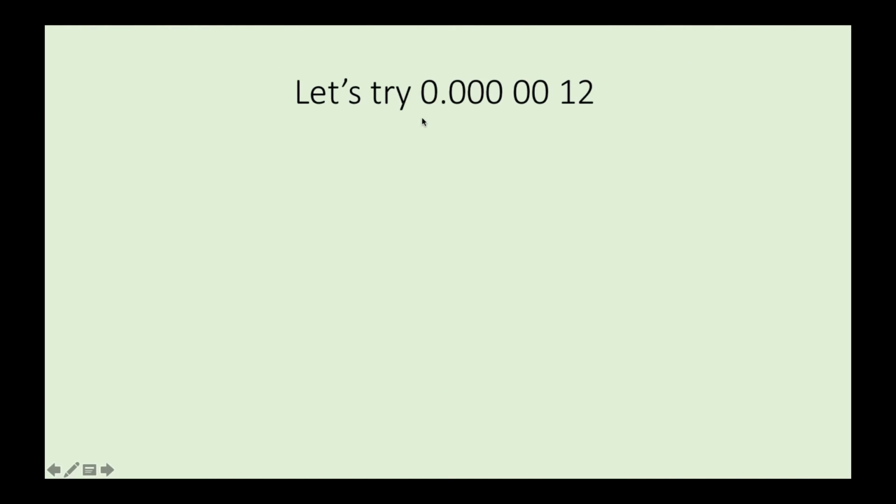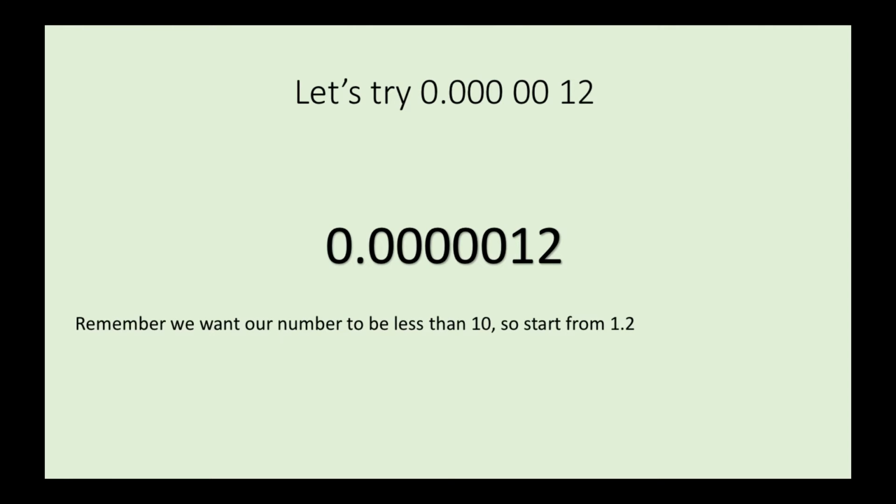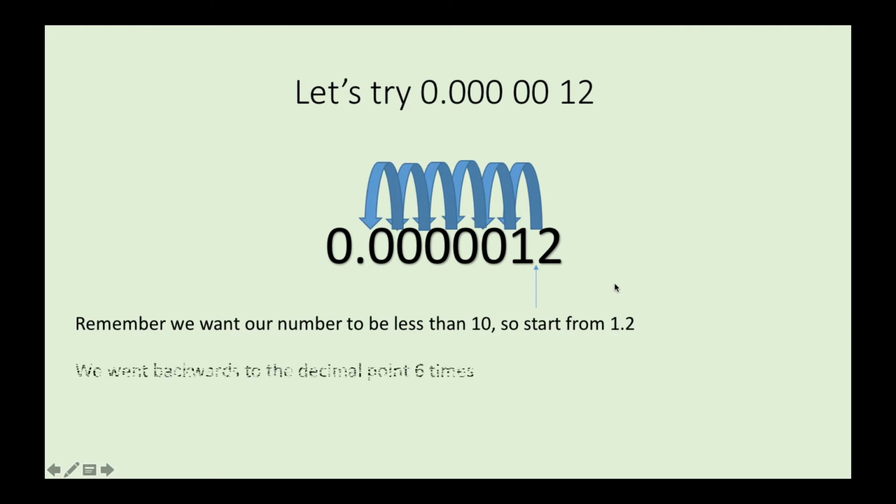Let's try another one. Let's try 0.0000012. Let's write out our number and work out how many times we went backwards. Now, remember, we want our number to be less than 10, so we need to start from 1.2, which is just here. We're going to start from there and count back. 1, 2, 3, 4, 5, 6. So we went back to the decimal point 6 times. So our standard form version would be 1.2 times 10 to the power of minus 6. So just go back from the number that you want to use. We're using 1.2, so we're going to start from here.